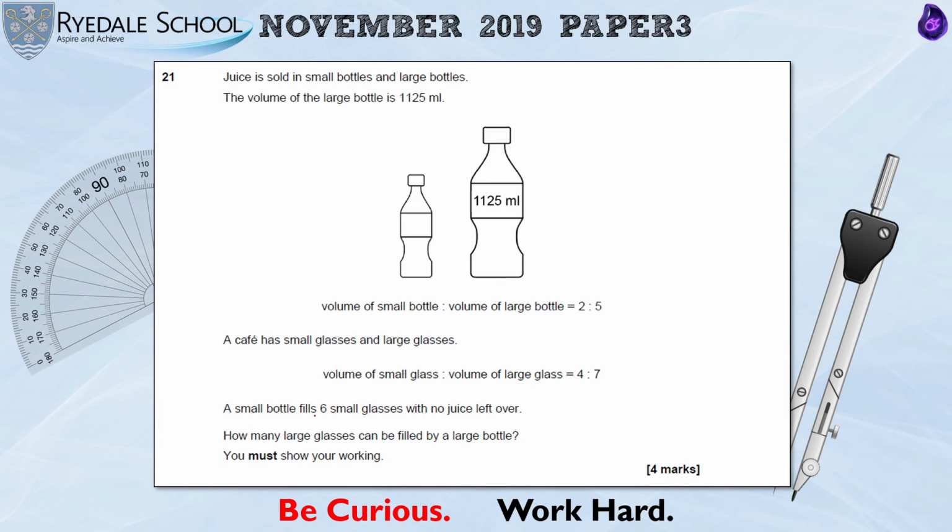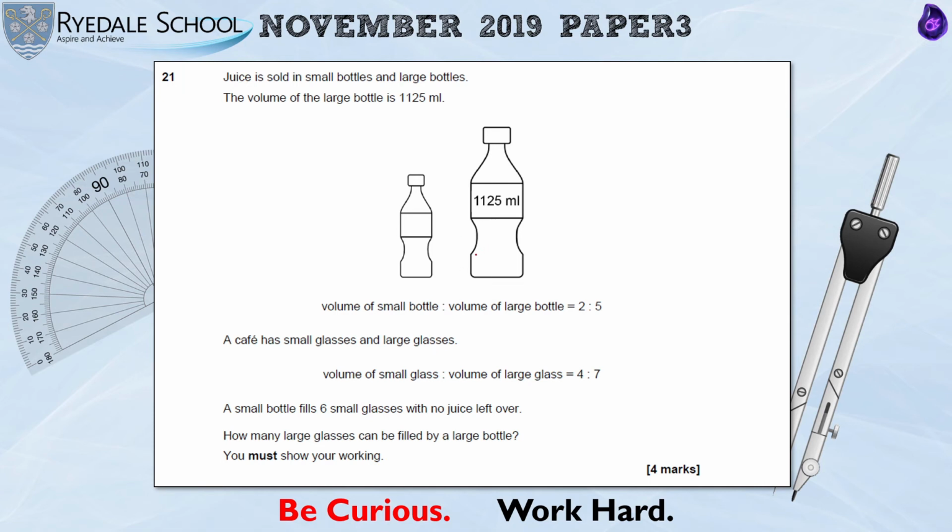It then says a small bottle fills 6 small glasses with no juice left over. How many large glasses can be filled by a large bottle? You must show working out. So initially I thought this was going to be a similarity question, but it isn't actually. It ends up being a ratio question.